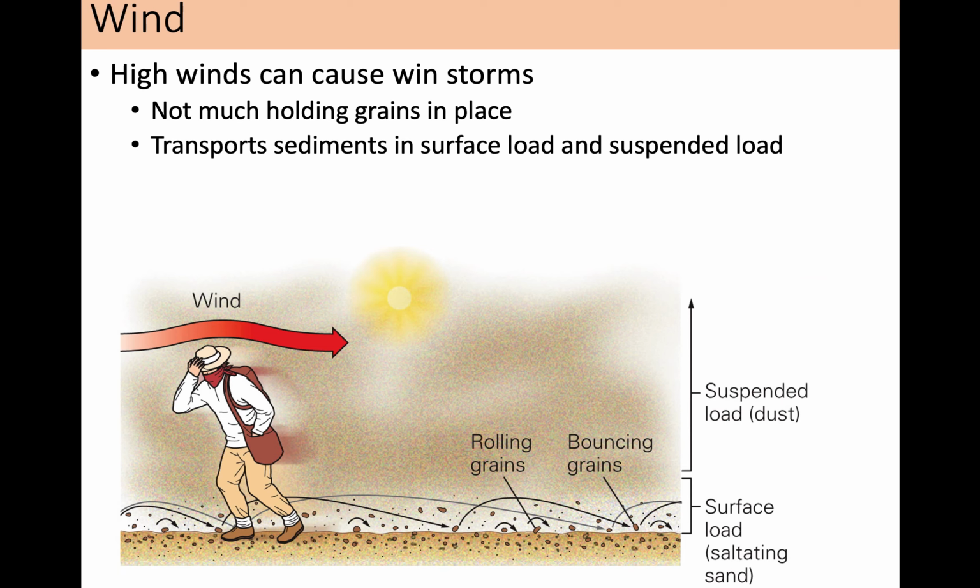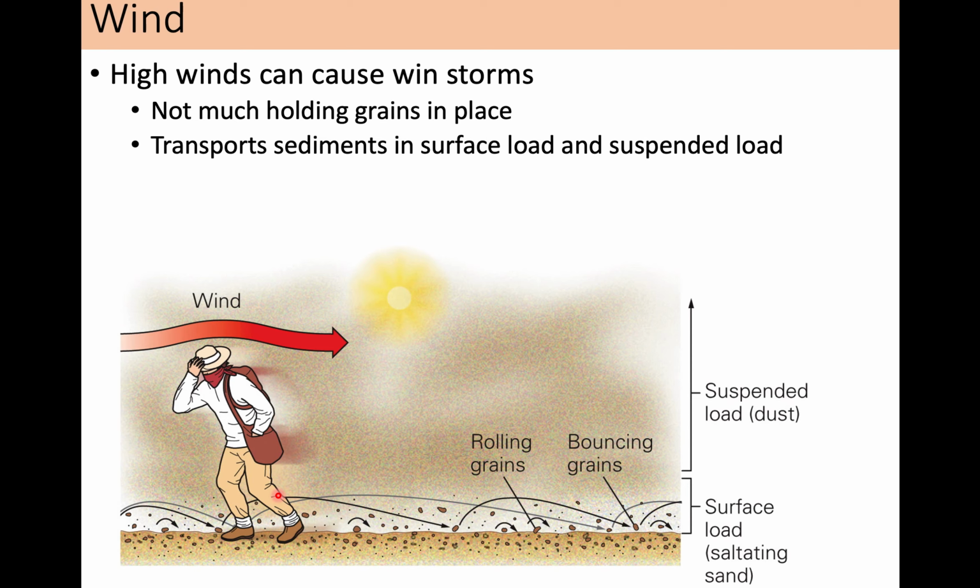So wind is the normal eroding factor for deserts. We do not see a lot of rain, so wind is really the serious erosion factor. High winds, strong winds can create wind storms. As I said, there's no cement really holding the grains together. So it's similar to when a river flows and we have the suspended load and the bed load. It's really similar the way that wind causes loose grains to be transported.